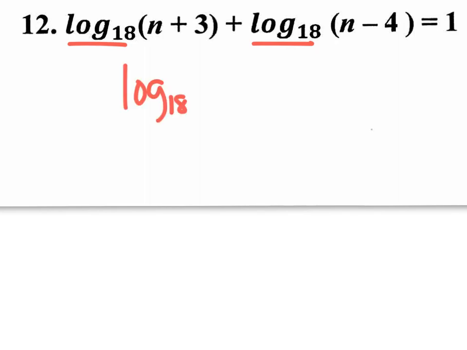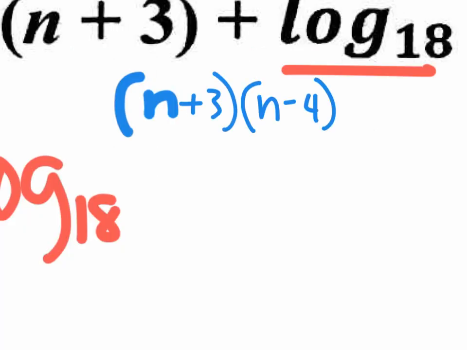And again, we're going to be using the product property because there's a plus sign right here. Now, product means multiply, so I need to take these binomials and multiply them together and write them right here as the inside of the log base 18. So I need to multiply n plus 3 times n minus 4. I'm zooming in and I'm going to show my work so I could write it right here with the log base 18. So when I go n times n, that's n squared.